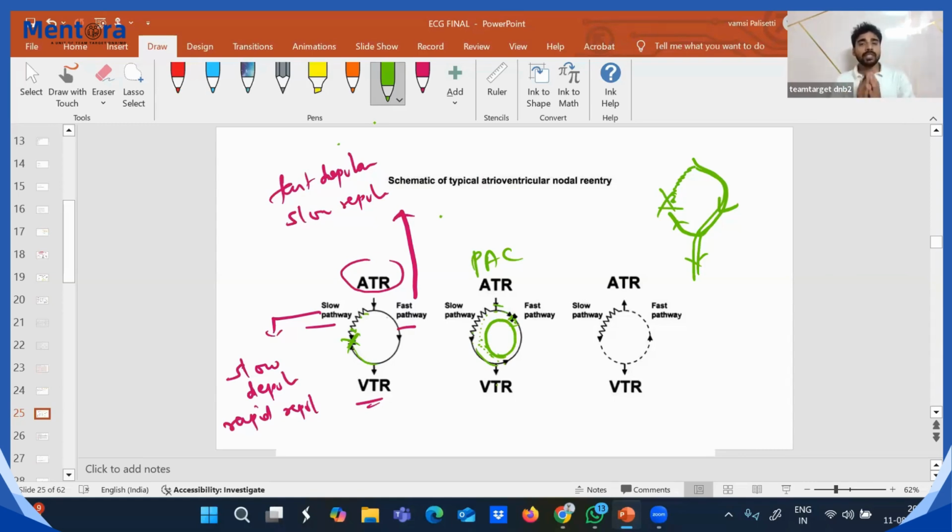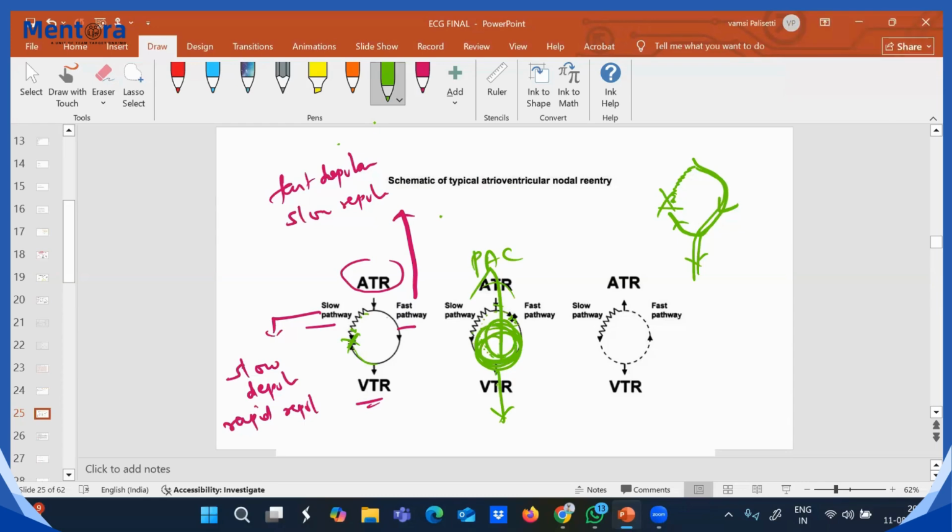Say two different pathways are there. One is fast pathway, one is slow pathway. Normally when an impulse is coming, the impulse travels through the fast pathway and depolarizes the ventricle. The impulse cannot travel through the slow pathway because it's in the repolarizing phase. But at this time, when some new premature atrial complex has come, it will enter the slow pathway. It comes here, again joins the fast pathway and forms a re-entry circuit. Right? Now it generates an ectopic focus and it gives impulses to the atria and ventricle simultaneously. So clear?